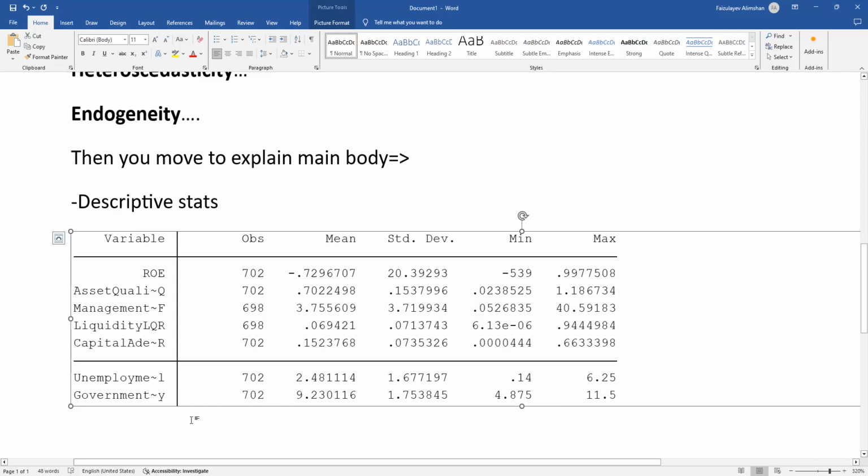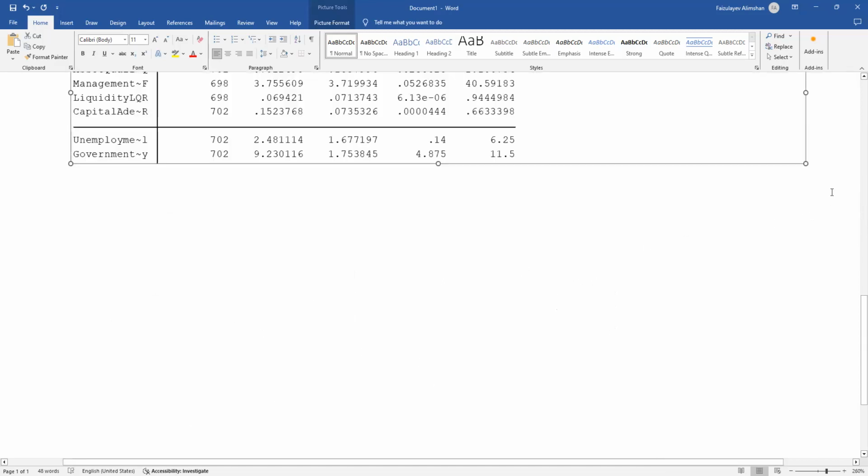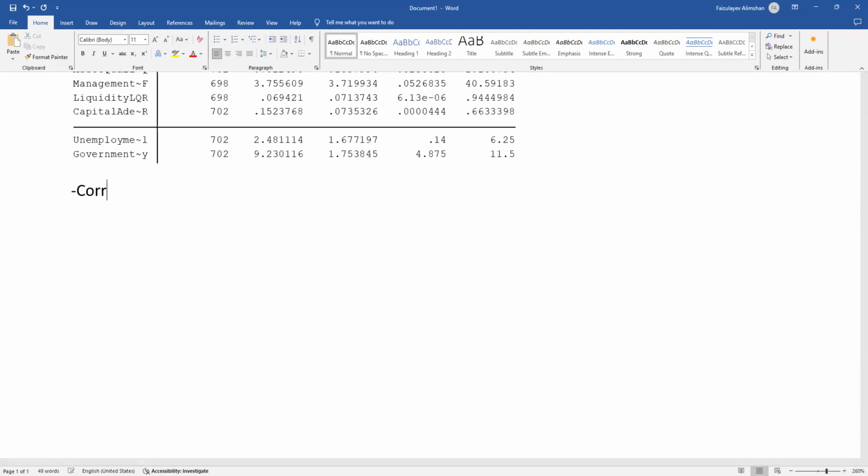Then, of course, we move further. We go for the correlation matrix. It's a kind of result that shows you an approximate relationship between the variables, an approximate sign, whether it's positive or negative. That's one thing. And the second thing, it can show you whether there is multicollinearity or not.